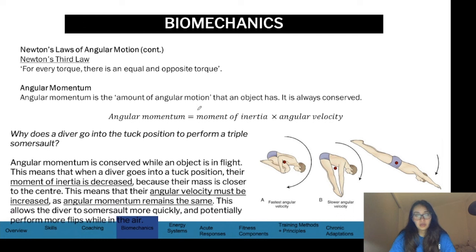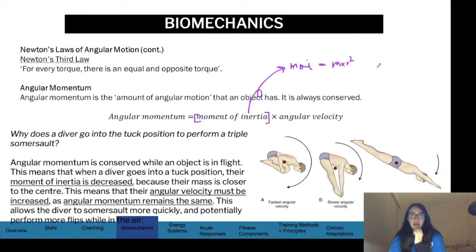Do you remember what moment of inertia is? Moment of inertia is equal to mass times radius squared. So, something to note is that angular momentum is conserved.